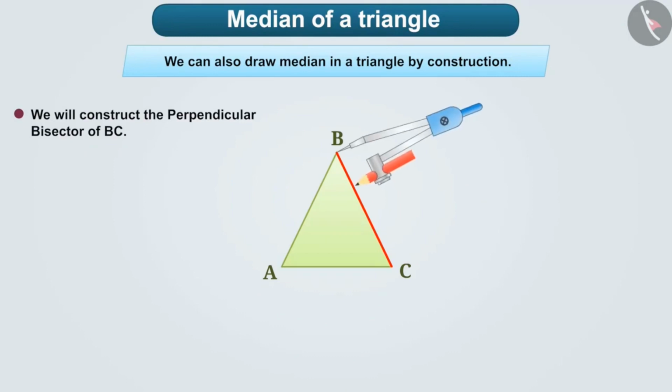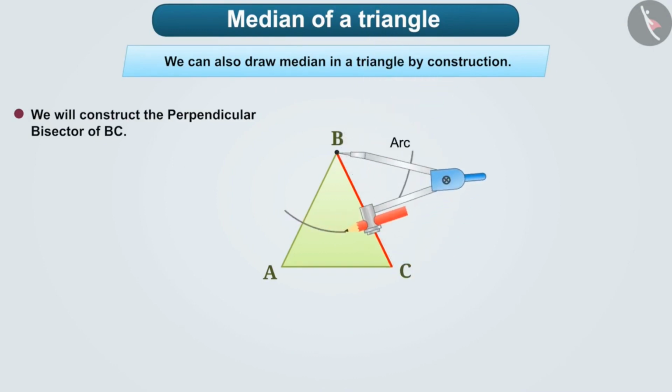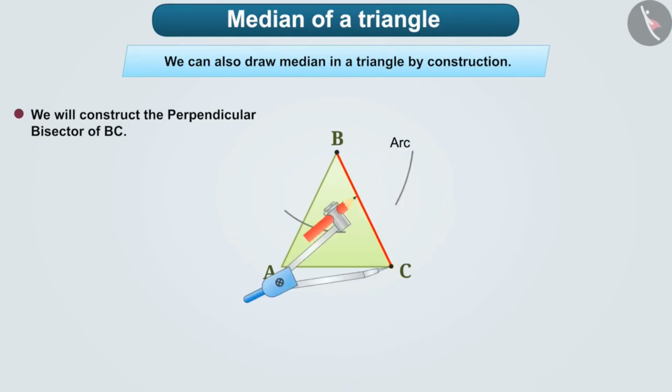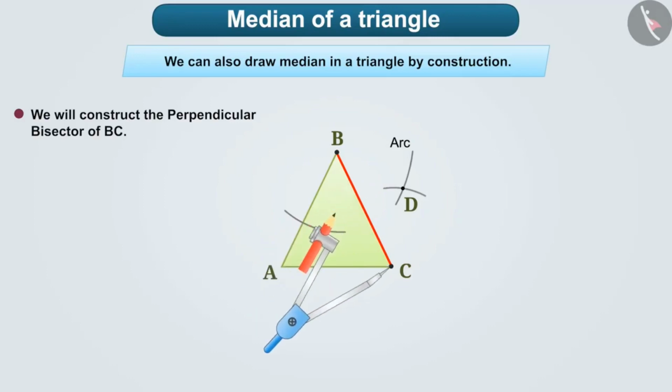We will take more than half the distance of the side BC in the compass. Then we will put the pointed end of the compass on the vertex B. Assuming B as the center, we will draw an arc above and below the side BC. Without changing the radius taken in the compass, assuming point C to be the center, we will draw an arc over the side BC, which will intersect the arc formed with point B at point D. Similarly, we will also draw an arc under the side BC, which will intersect the already formed arc at point E. Now we will join these 2 points so that we get the perpendicular bisector of the side BC.